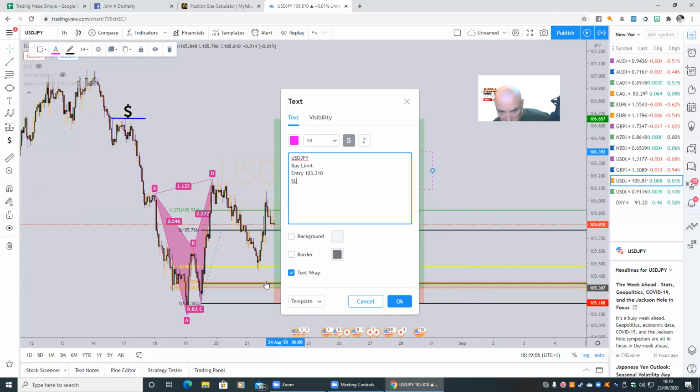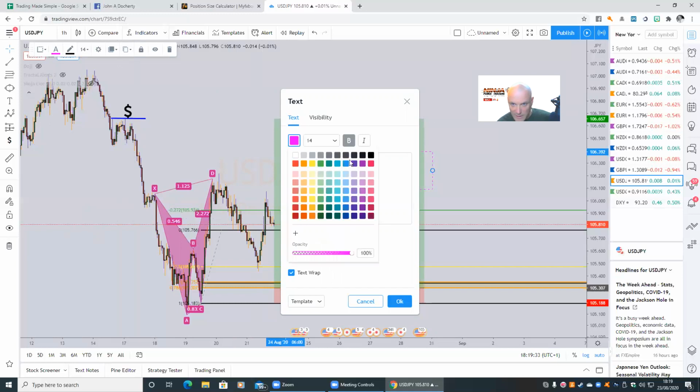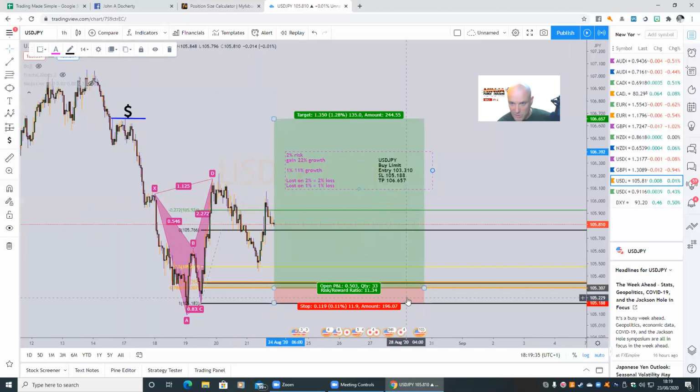Stop loss, I'm going to put as 105.1. Yeah, I'll just keep that as. And then the area of interest, we've got TP 106.657. And what I'll do is I'll leave that in there and I'll publish this on my wall as well, okay?